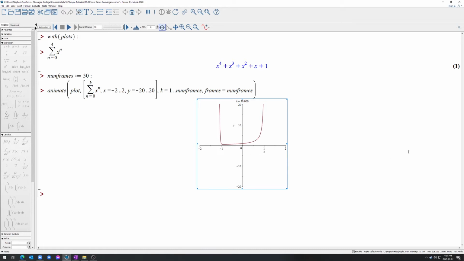So it's a little different. That's our idea of convergence with a power series. Over some interval, or some particular values of x, as we start to include more and more terms in our partial sum, the shape of the graph remains the same. Now let's take a look at some other examples here.